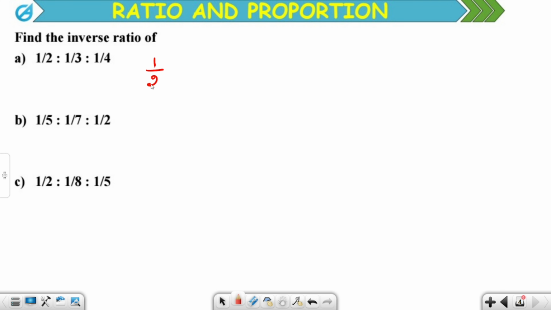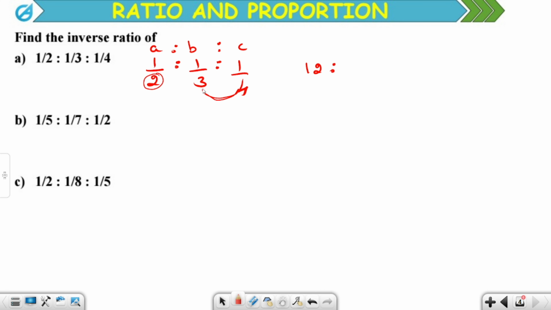We have 1 by 2 is to 1 by 3 is to 1 by 4. Let me take these as the ratios A, B and C. How to find the inverse ratio of A, B, C, that is 1 by 2 is to 1 by 3 is to 1 by 4? To find the ratio of A, omit this number. What are the remaining two numbers? It is nothing but 3 and 4. So 3 fours are 12.